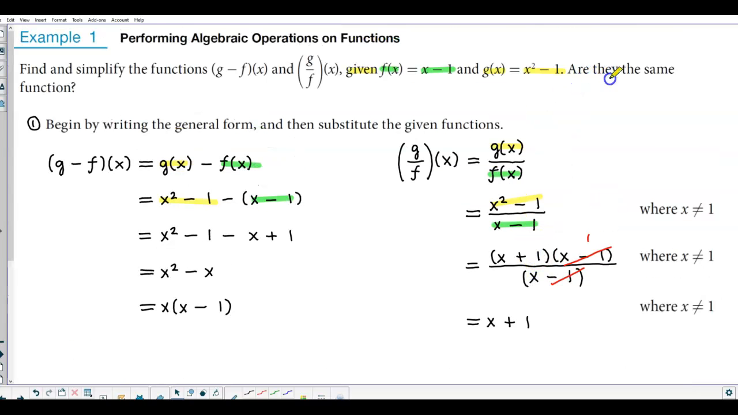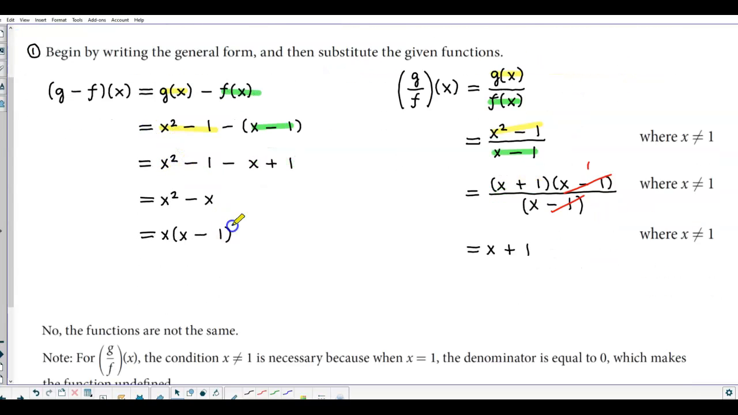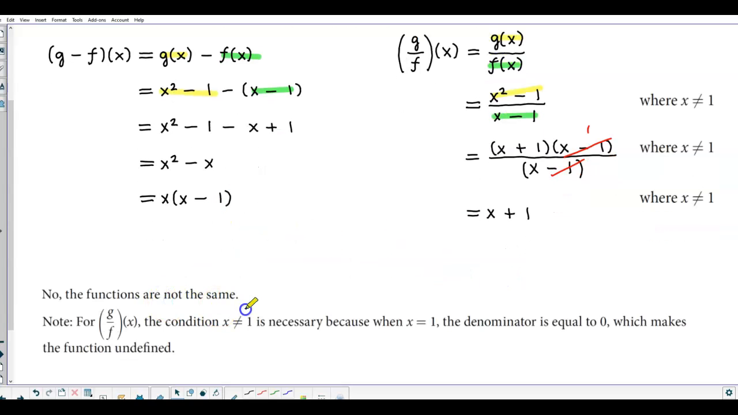Now the question says, are they the same function? Well, we can see here that at the very end, no, the functions are not the same. So note, for g divided by f of x, the condition x does not equal 1 is necessary, because when x is equal to 1, the denominator is going to equal 0, which makes the function undefined. So at the very beginning here, you can see that if you plugged in 1, it would be a restriction.